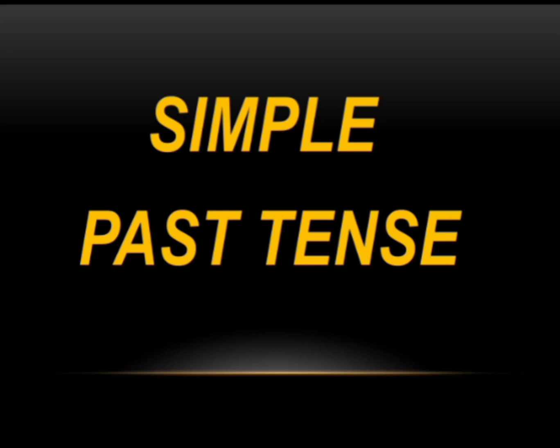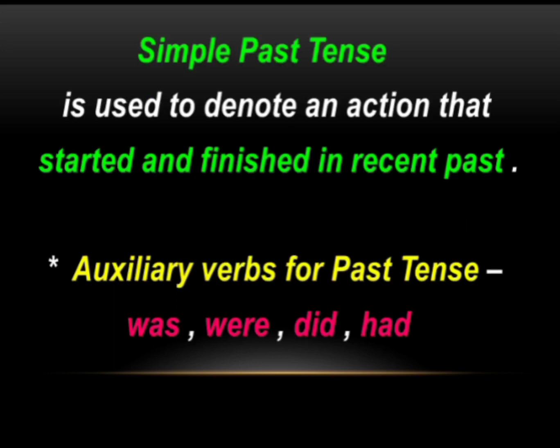Simple past tense denotes an action that is already completed. Simple past tense is used to denote an action that has started and finished in recent past. Example, say dance is the present tense. The past tense will be danced. Say walk is the present tense. The past tense will be walked.